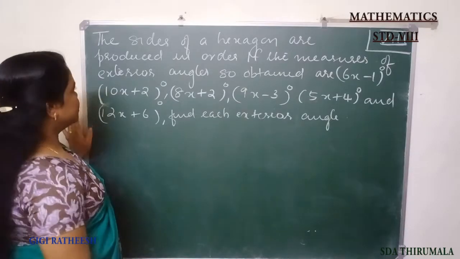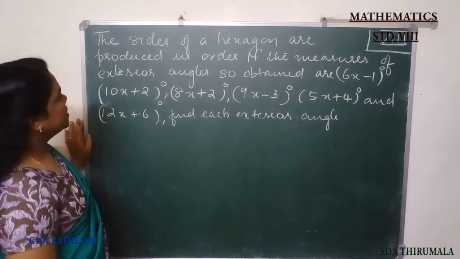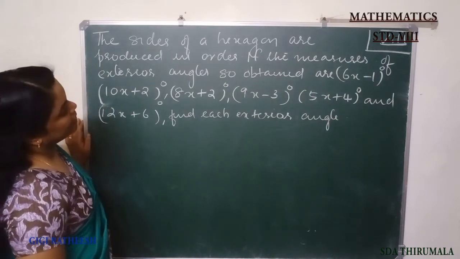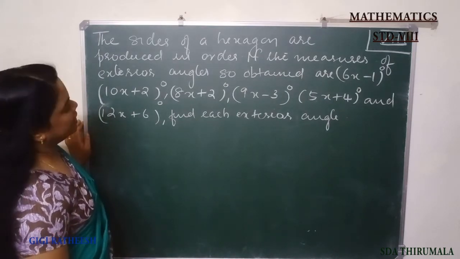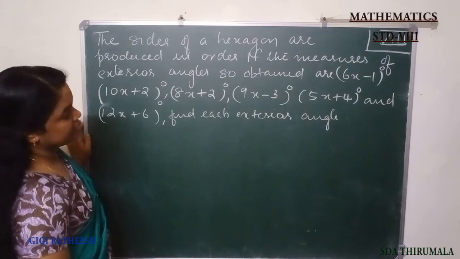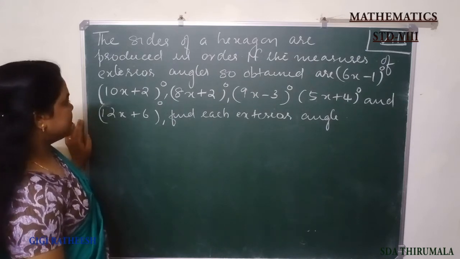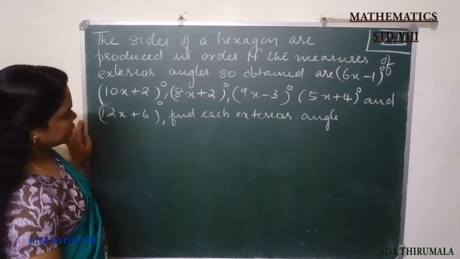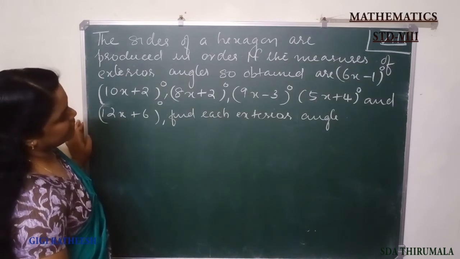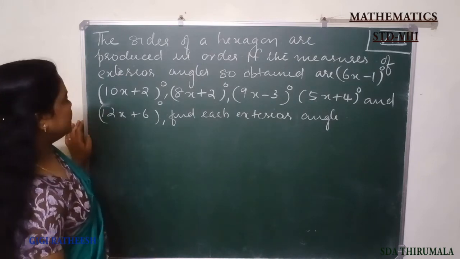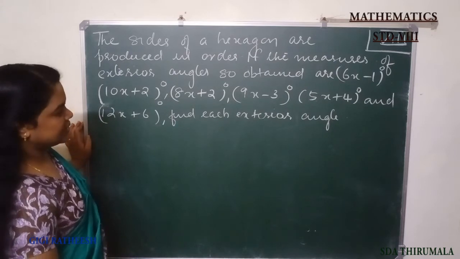Okay, there is a question for you. The sides of a hexagon are produced in order. If the measures of the exterior angles so obtained are 6x minus 1 degree, 10x plus 2 degree, 8x plus 2 degree, 9x minus 3 degree, 5x plus 4 degree, and 12x plus 6 degree, find each interior angle.